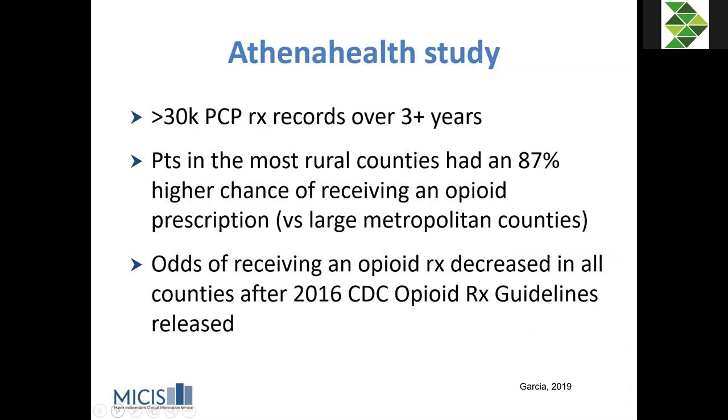And then Athenahealth, I think the take home from this study was that people in the most rural counties, so in the designation of ruralness, very rural, which is a lot of Maine, those patients had an 87% higher chance of receiving an opioid prescription.